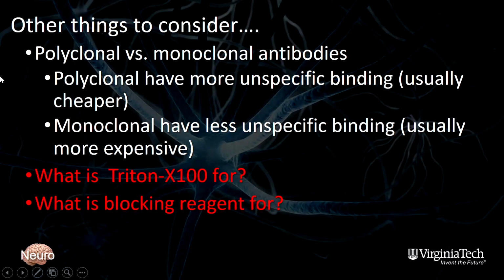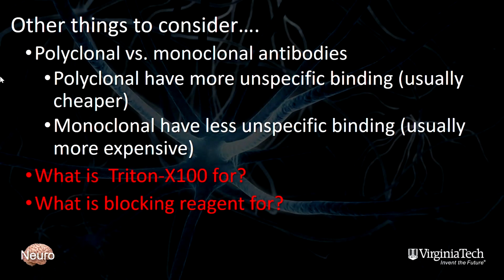Okay, let's talk about other things to consider. When you are doing immunohistochemistry, there are so many steps that you can go wrong. It's not that easy. In this lab, I make things look very easy because I did a lot of pre-experiments, and there's a lot behind the scenes I didn't tell you.